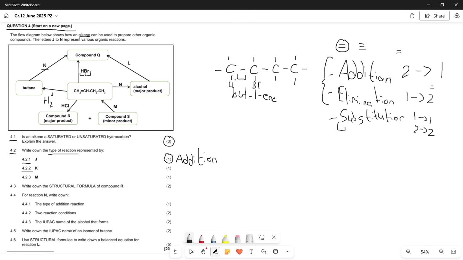Our compound Q then is 2-bromobutane, which means we can remove this because there's no longer a double bond over there, and we can just add our ane over here, which means compound Q is this guy, 2-bromobutane, because we have our Br on 2 and our double bond broke. Okay, which means now we actually know what compound Q is.